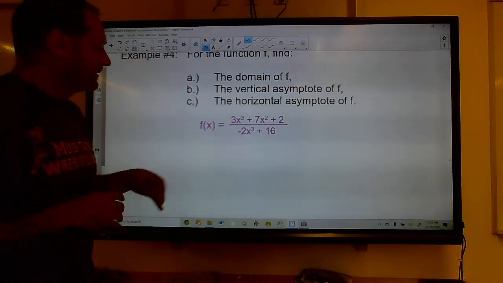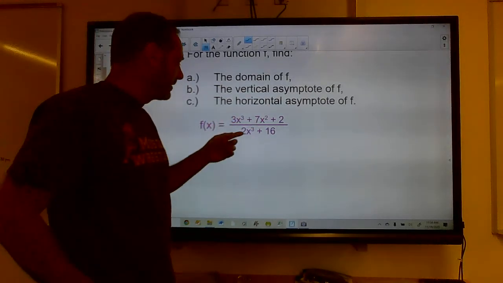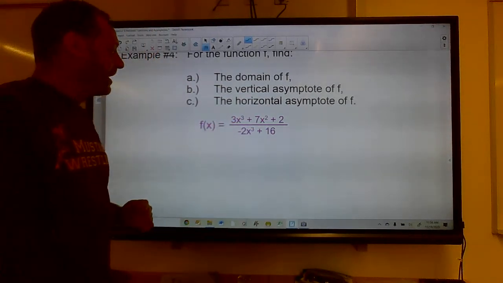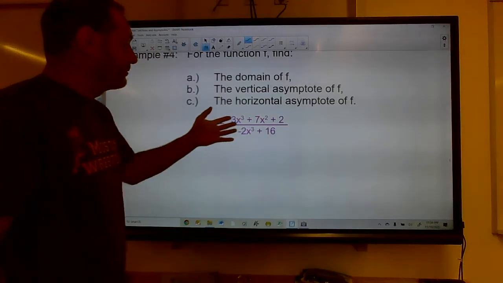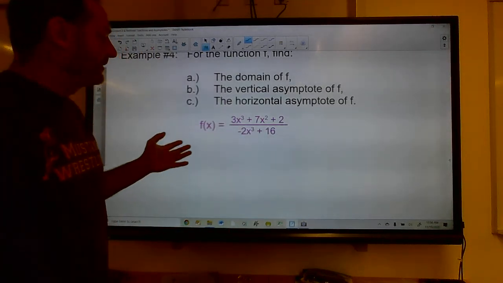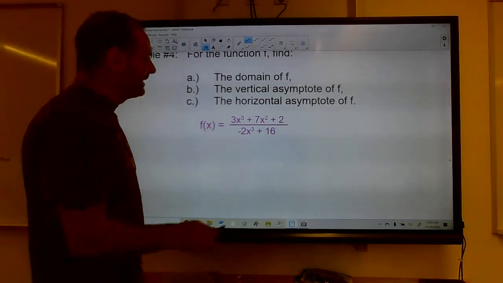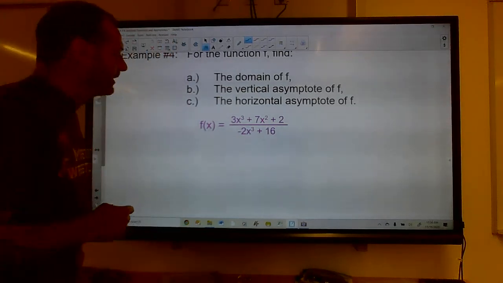Yes, I can take negative numbers and cube them and square them. That shouldn't be a problem. I can do that with positive numbers. I can do it with 0. So I don't have any problems here, except, is the denominator ever going to be 0?